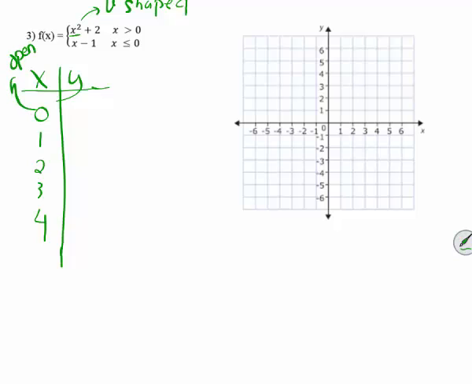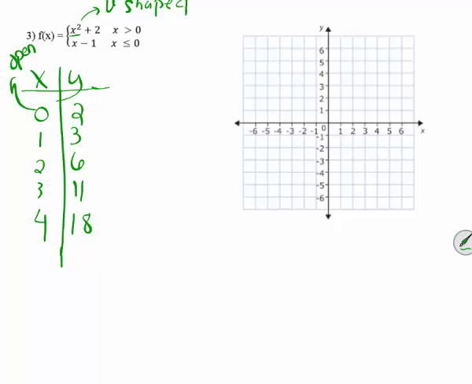All right, so 0 squared is 0, plus 2 is 2. 1 squared is 1, plus 2 is 3. 2 squared is 4, plus 2 is 6. 3 squared is 9, plus 2 is 11. 4 squared is 16, plus 2 is 18. Definitely not going to fit all those on the graph, but that's okay.